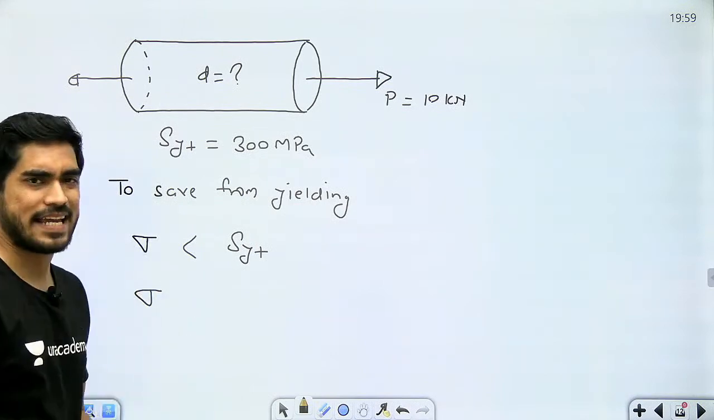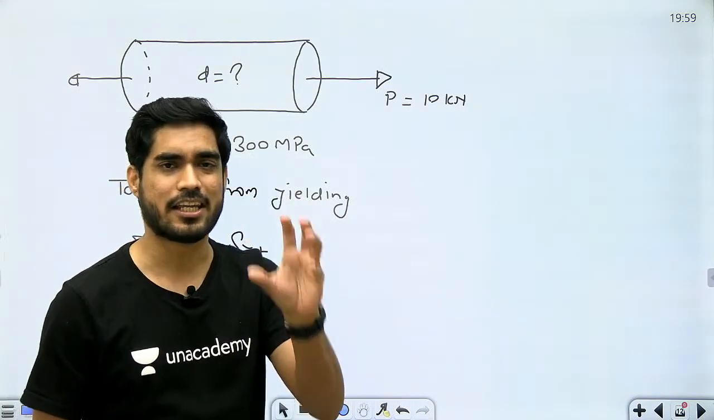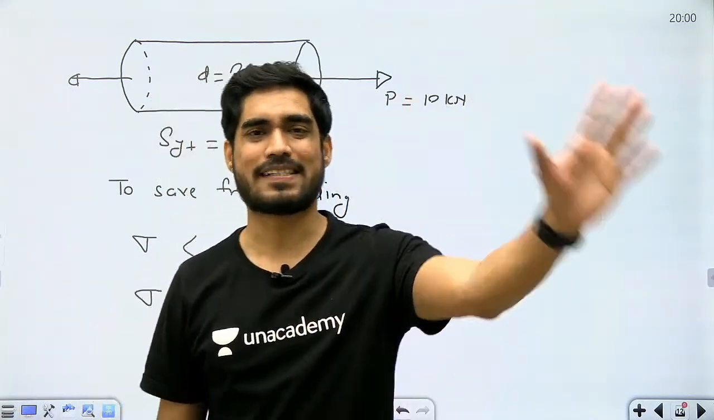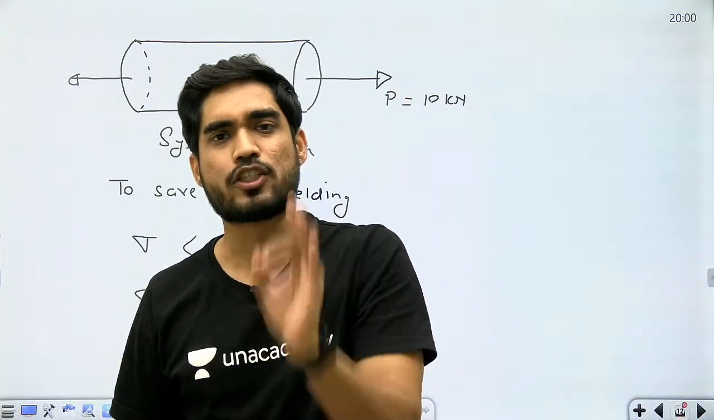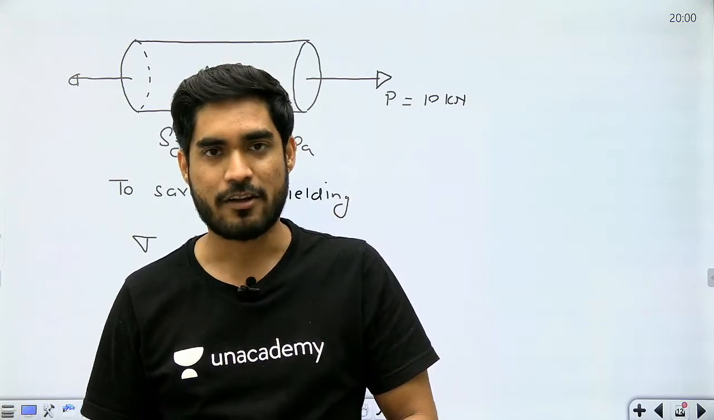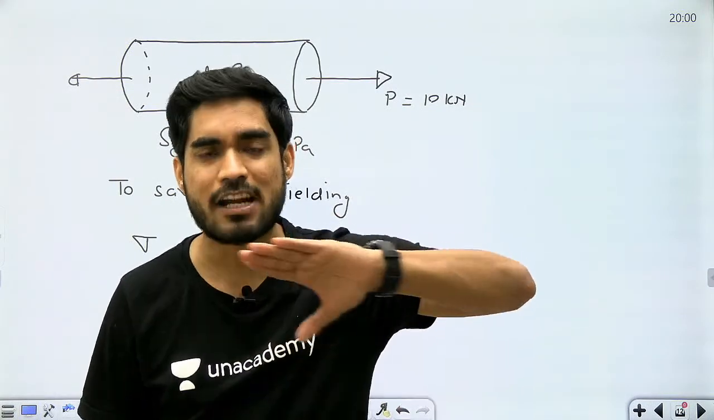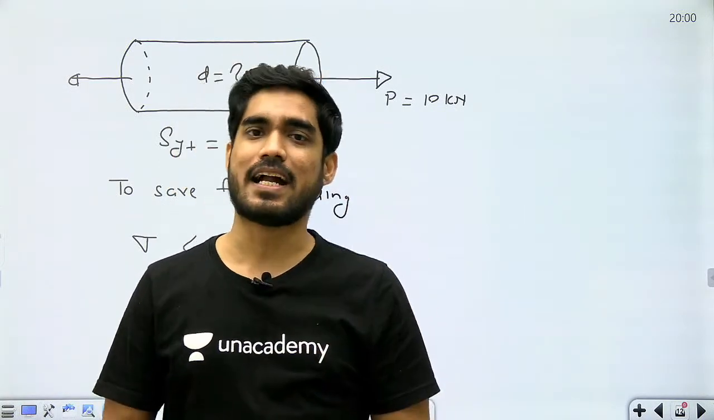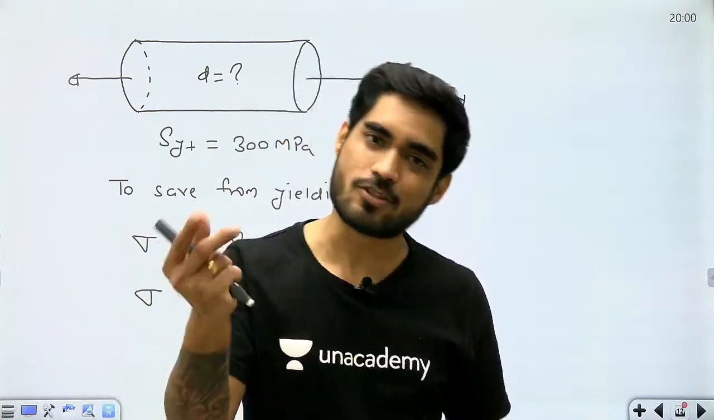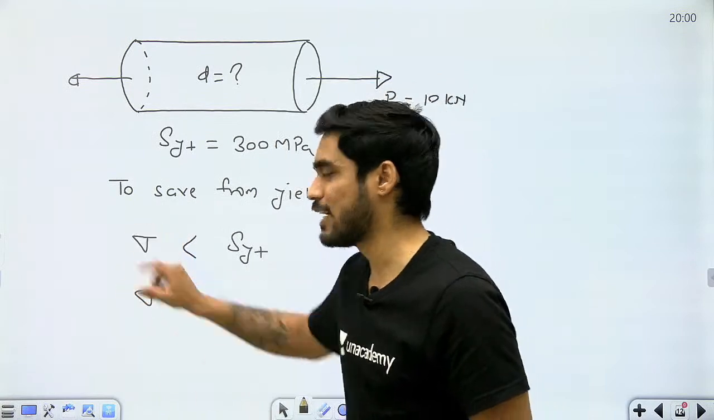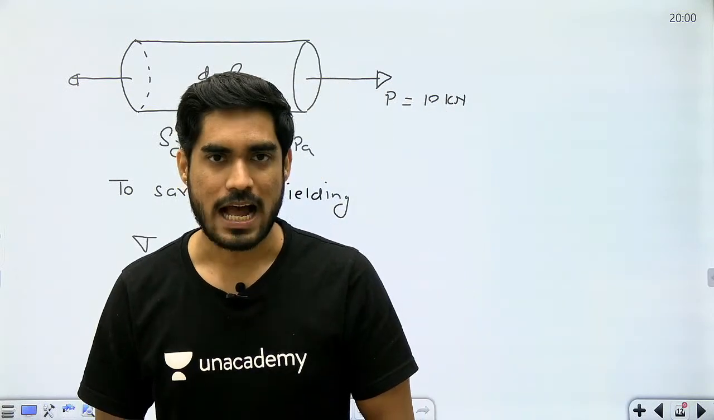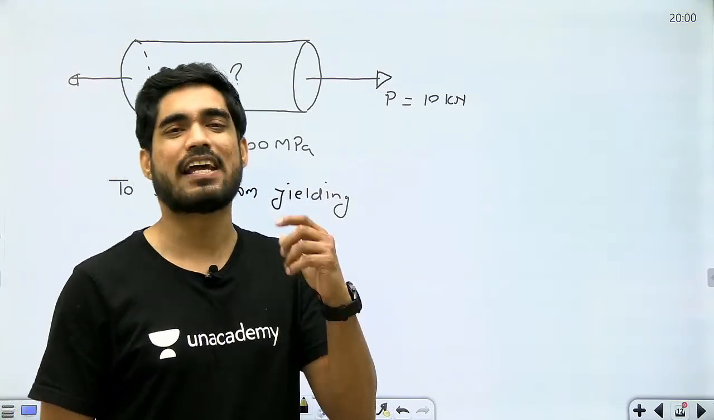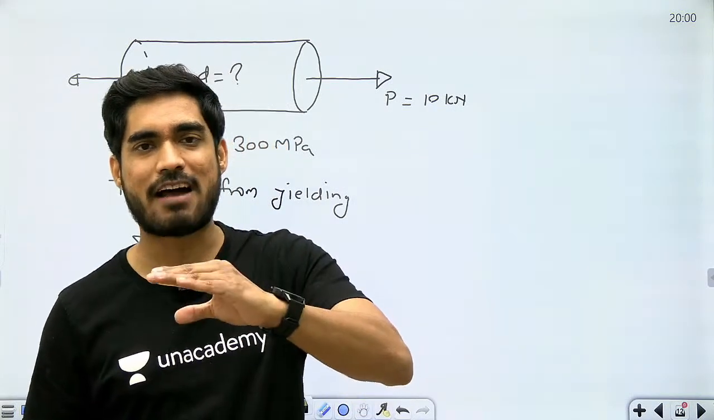Now, if I only say that sigma should be less than SYT, can you calculate the diameter? No. Beta, if I say sigma should be less than SYT, it doesn't mean anything. I need to specify less means how much less. Whether it should be 1/3, whether it should be 1/4, whether it should be 1/5. How much less? Because if SYT is 300, then 299 megapascal is also less than 300. So can you put sigma equal to 299? No. I can't put sigma very close to SYT. Why? Because my design is not very accurate.